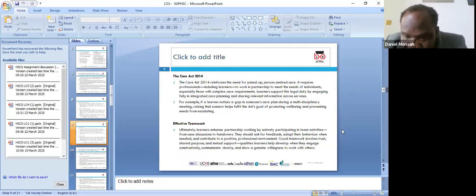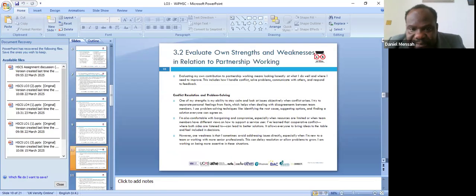Good teamwork involves trust, shared purpose, and mutual support. Qualities learners help develop when they engage constructively, communicate clearly, and show genuine willingness to work with others. Very important.